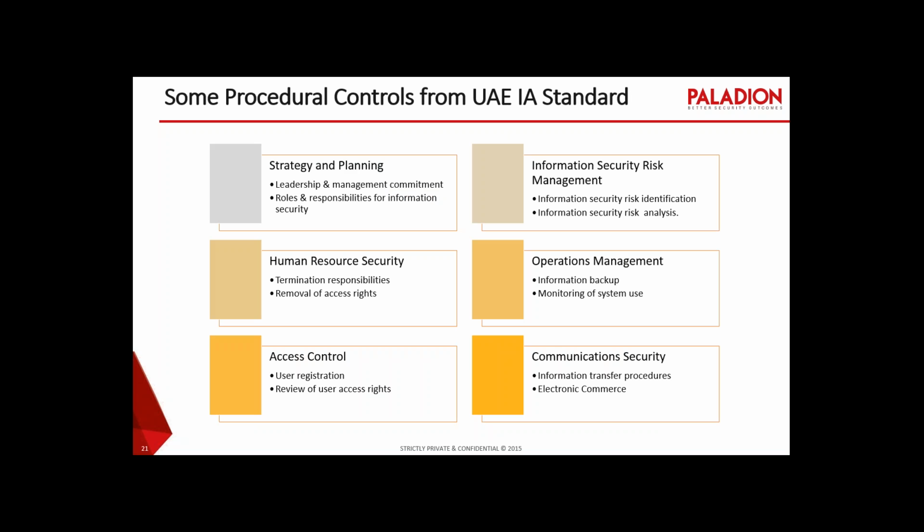Now some procedural controls from the UAE IA standard, although it's not an exhaustive view in any sense. It's a very brief overview of various procedural controls that the UAE IA standard talks about. So under the strategy and planning family, it talks about subfamilies of controls related to leadership and management, roles and responsibility of information security. In terms of information security risk management, it talks about controls related to information security risk identification, risk analysis.